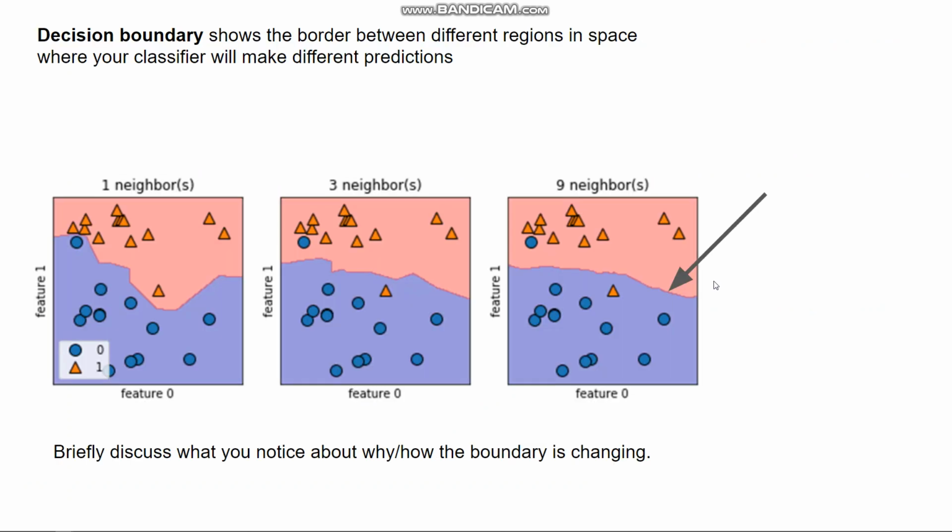So let's now introduce the really important idea, which is a decision boundary. A decision boundary shows the border between different regions of space where your classifier will make different predictions. And here the decision boundary looks like kind of a wiggly line. And we see the difference between 1 neighbor, 3 neighbors, and 9 neighbors. Take a second, pause the video, just briefly notice what about the boundary is changing and why you think it's changing.